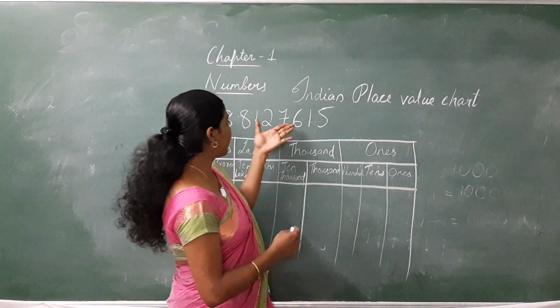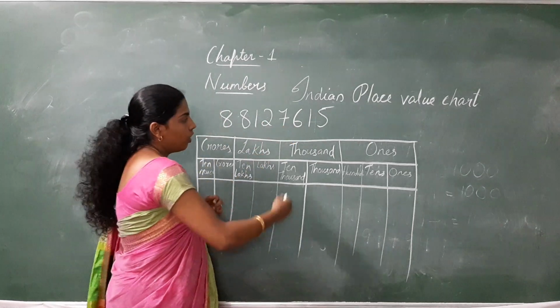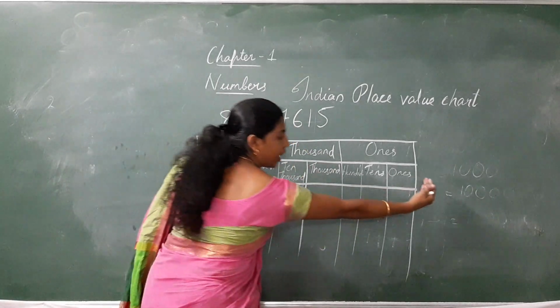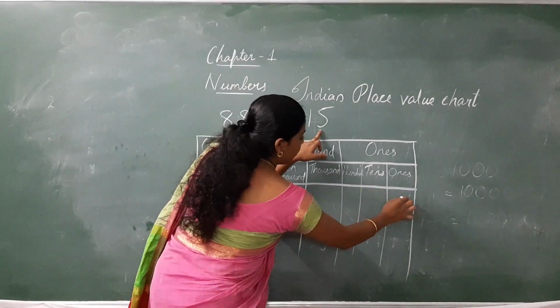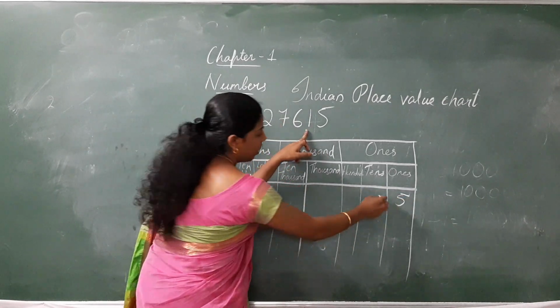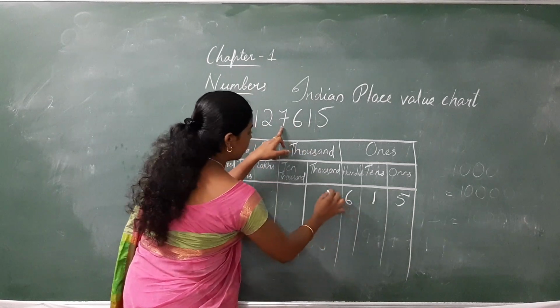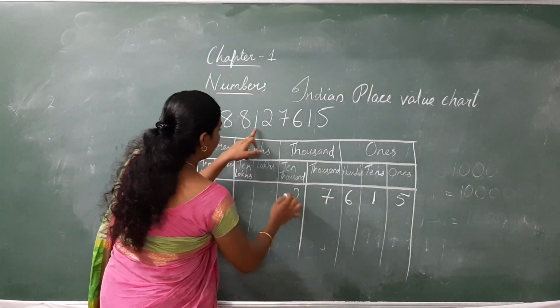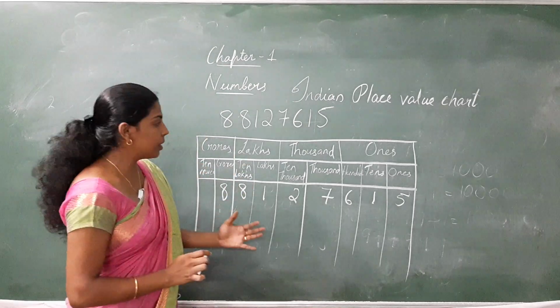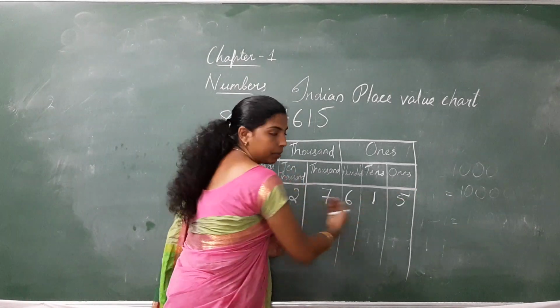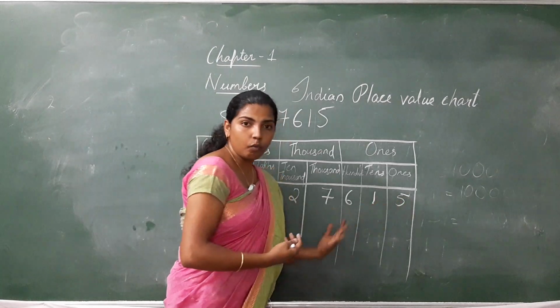Now let us see how we can read this number. While we are writing this number, we should write from the right side. That means from the ones place. That is 5 in the ones place, then 1, 6, 7, 2, 1, 8, 8. So the first step is we have to write the numbers from the right side, that means from the ones place.